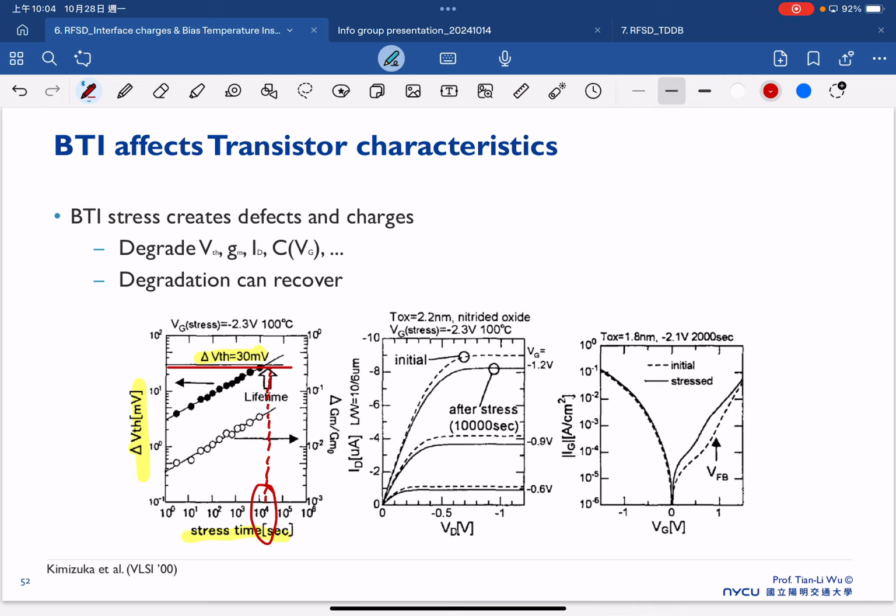So that means we need to start to further optimize and enhance the device reliability. So this is another example. After stress, we can see the current degradation.